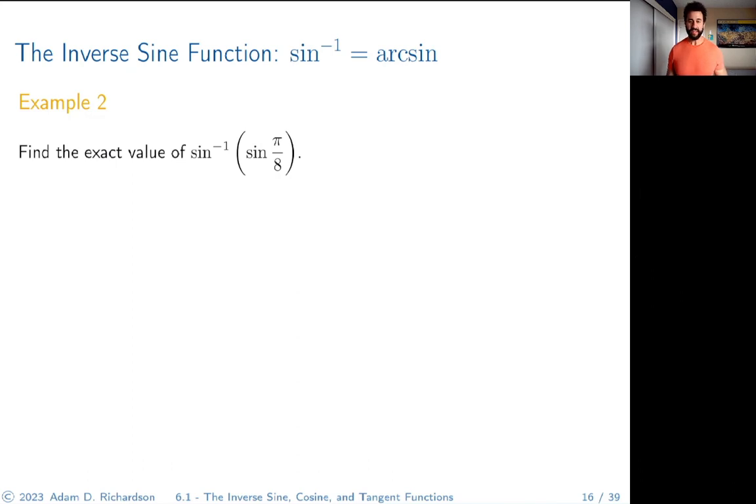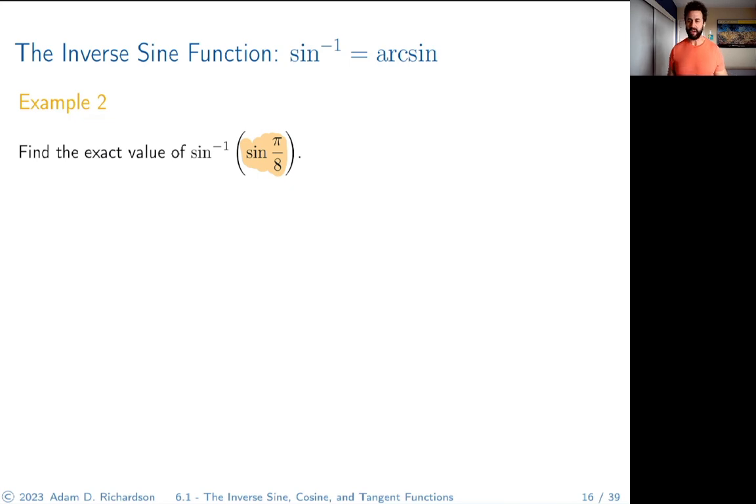All right. Okay. So now let's try to do it together. And first, I'm just going to try to make sense of what this is even asking. Like, what is this even asking me? So this is saying find the exact value of sine inverse of sine of pi over 8. Sine of pi over 8. Now, the first thing I notice is pi over 8 is not one of the standard angles that we know.